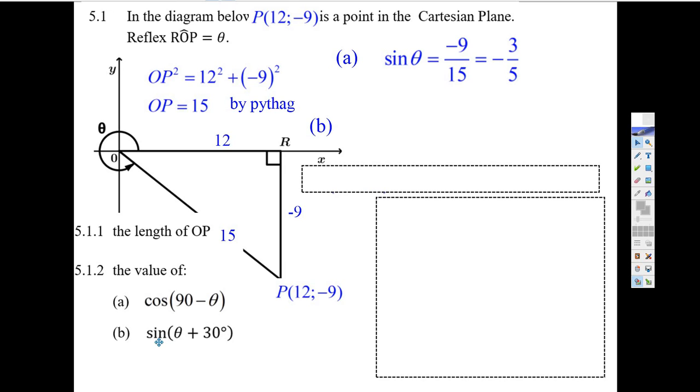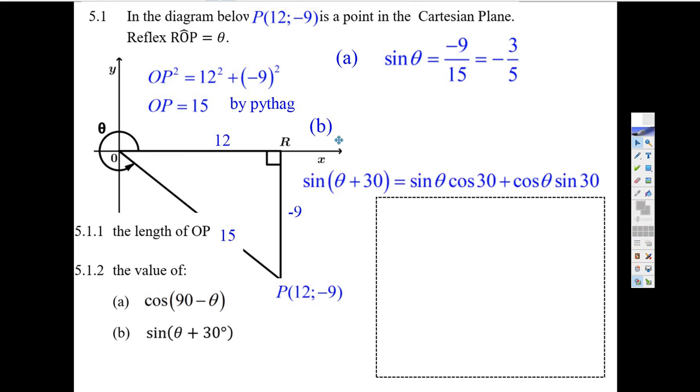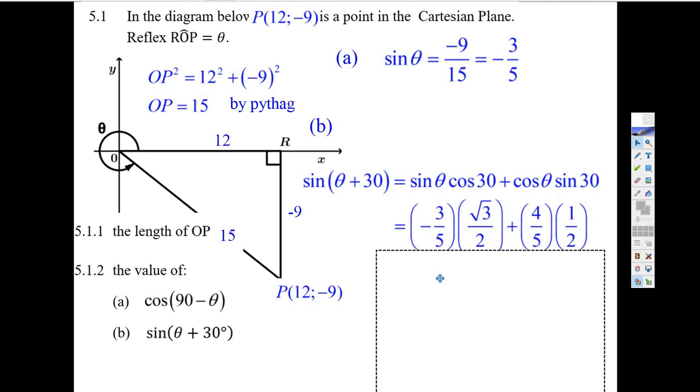Now they say, what's the sine of theta plus 30? Well, you've got a formula for the sine of the sum of two angles, A plus B. You just break it down, and it's equal to the sine of theta cosine of 30, plus the cosine of theta times the sine of 30. That's what the formula says, so you just put in theta and 30 into the formula, and you get an answer. But the sine of theta, hey, we've done that. It's minus 3 over 5.